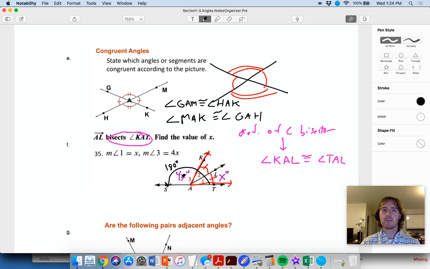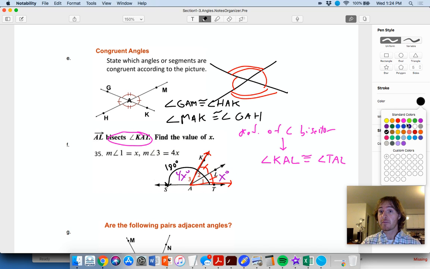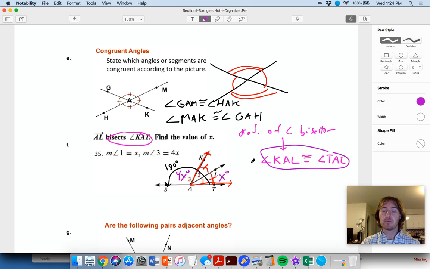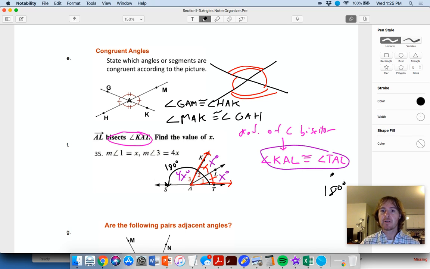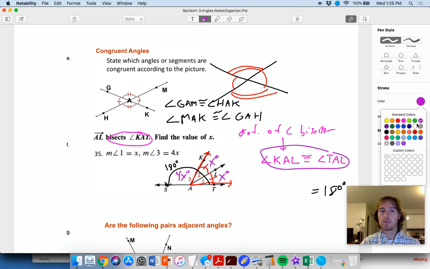So 4x plus x plus the measure of angle KAL would get us to 180 degrees. But do we know the measure of angle KAL? Yeah, we do, because by definition of congruent angles, we already know that these two angles are congruent, because the definition of angle bisector told us that AL creates two congruent angles. So this has to be x degrees as well. So we take that 180, which gets a number into the problem, and it's going to equal this amount of degrees plus that amount plus that amount. They have to add to 180.